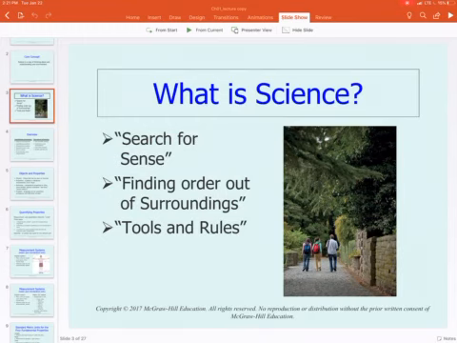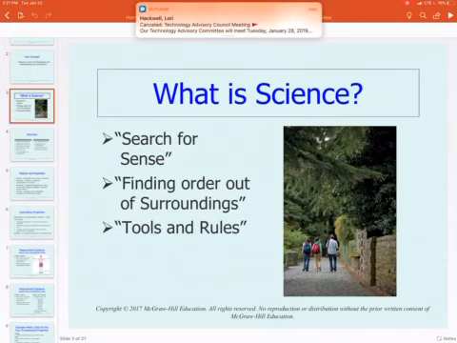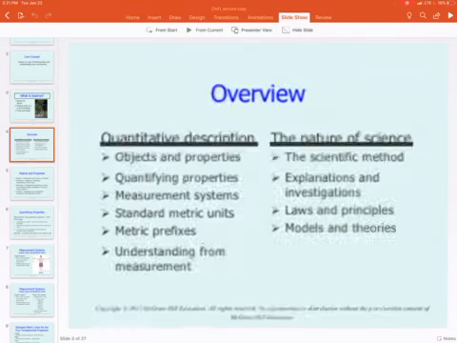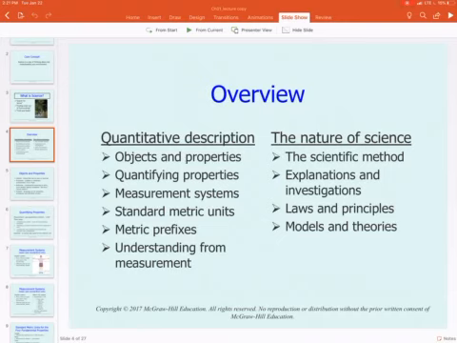So we are going to try to think about how things in our surroundings have order, and maybe some tools and rules that we can come up with. All right, so our overview. We will go through all of this stuff throughout the slides, so I'm not going to read this one for you guys.